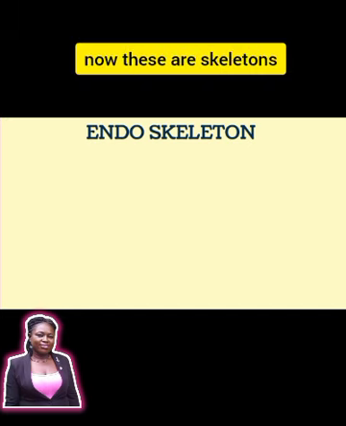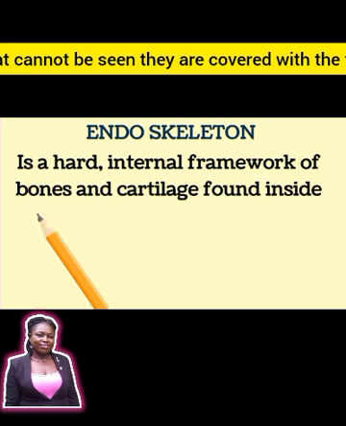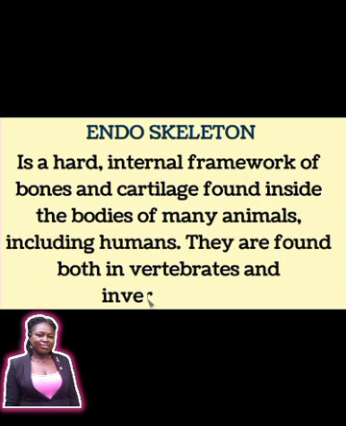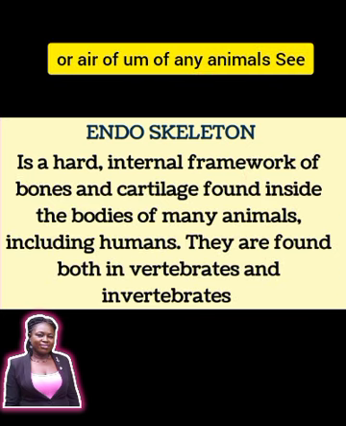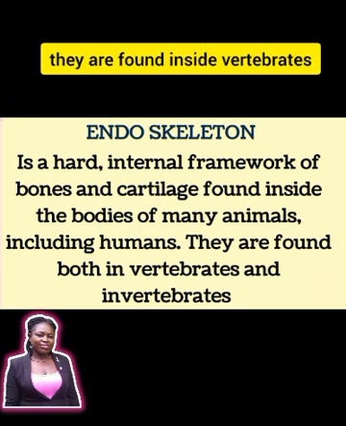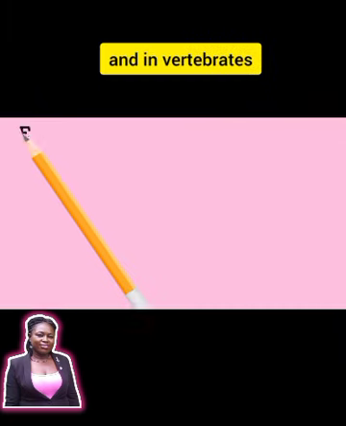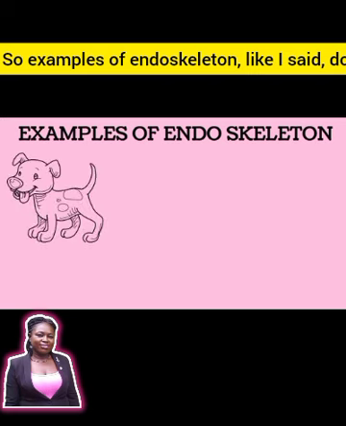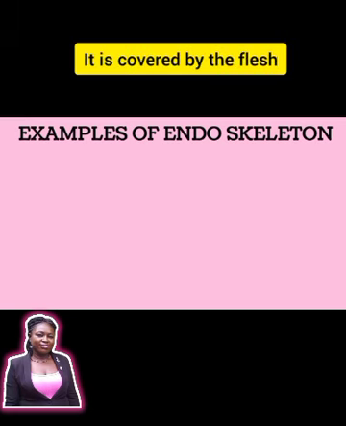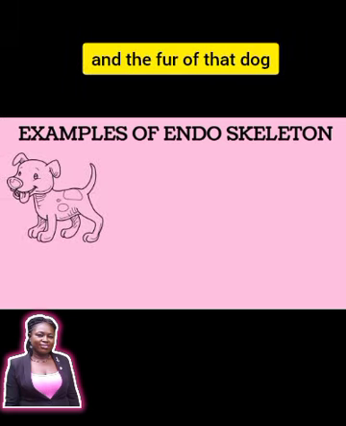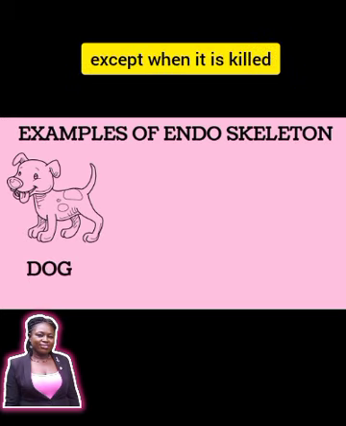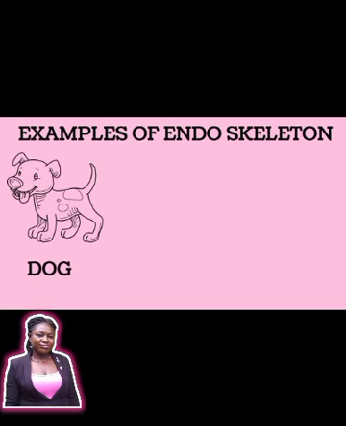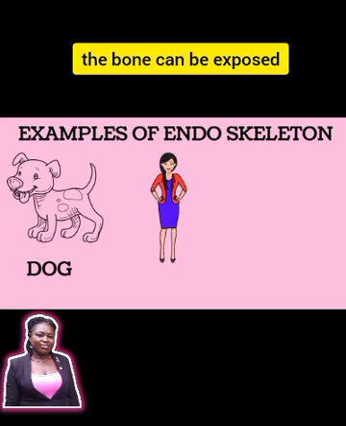Now, these are skeletons that cannot be seen. They are covered with the flesh or hair of many animals. They are found inside vertebrates and invertebrates. So examples of endoskeleton, like I said, dog. You cannot see the bone of a dog. It is covered by the flesh and the fur of that dog, except when it is killed. That is when the bone can be exposed.